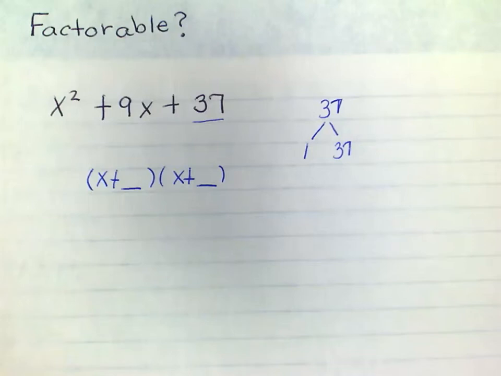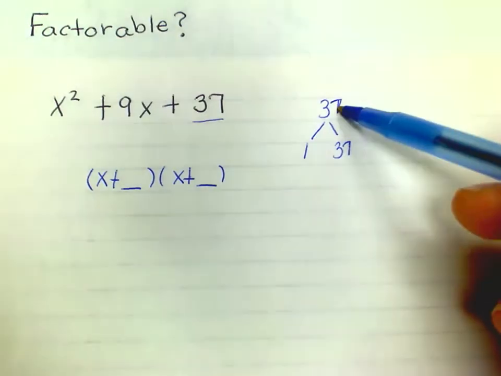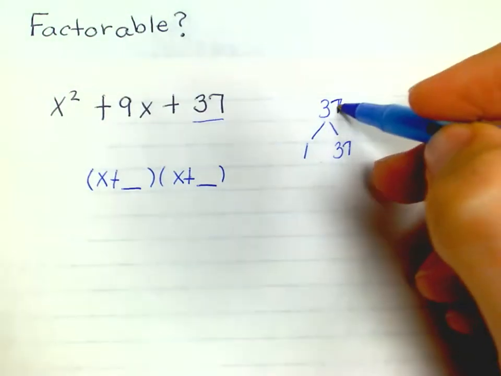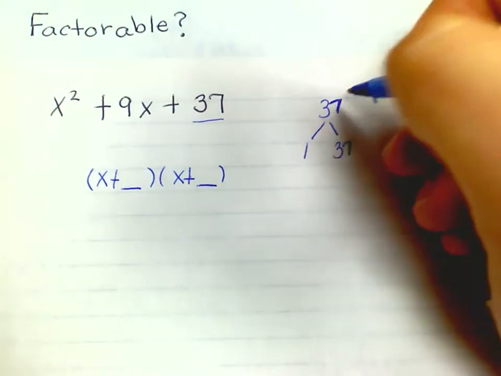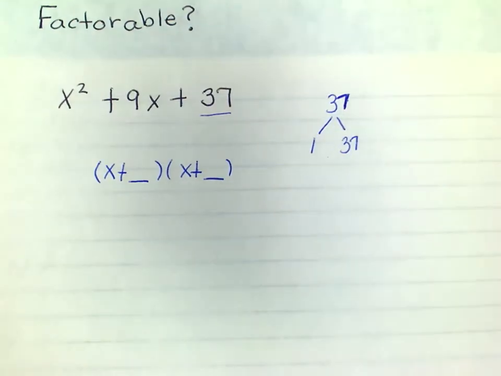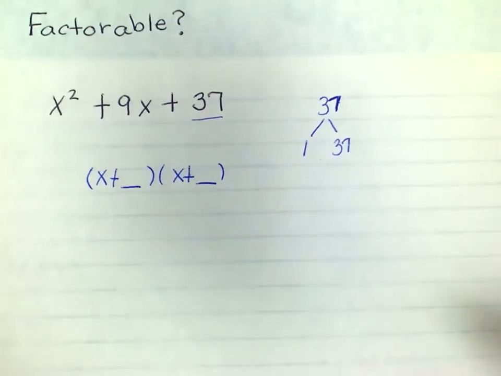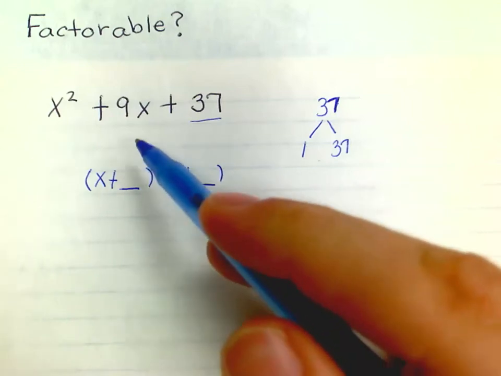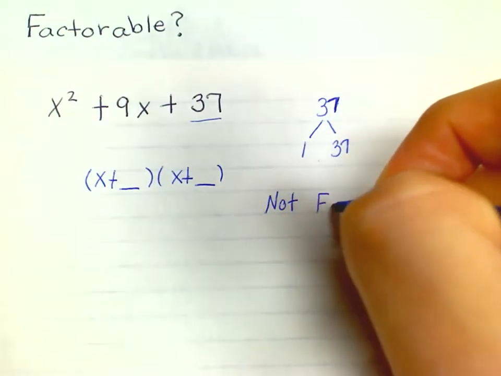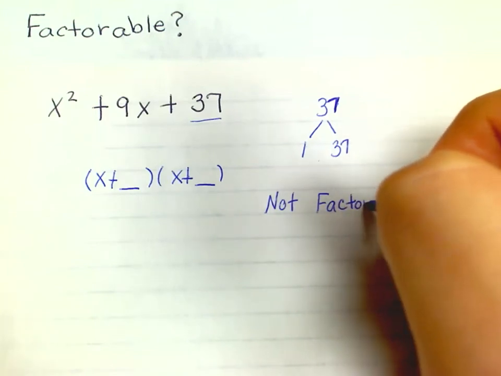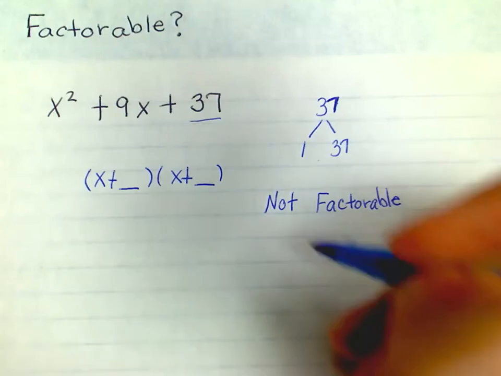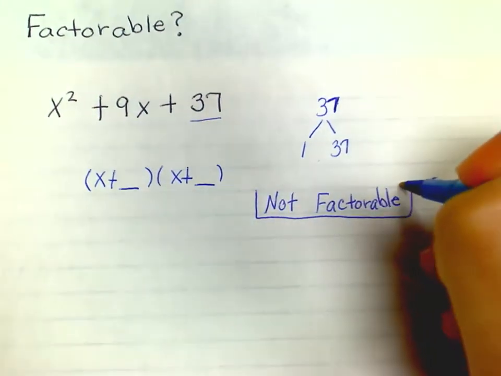Now we have to see what things multiply to give us 37 that add to give us 9. And if you look, since 37 is a prime number, it can only be multiplied by itself and 1 to get the product of 37. So 1 plus 37 gives you 38. That is not 9. So this is not factorable. And that is the answer for that.